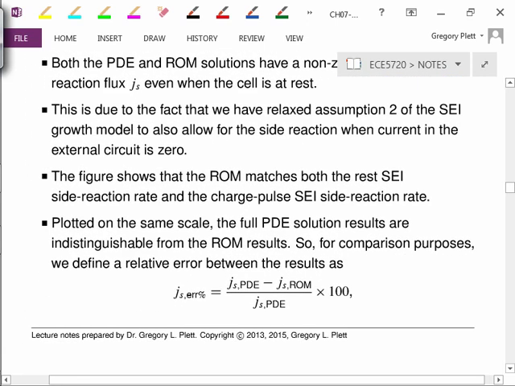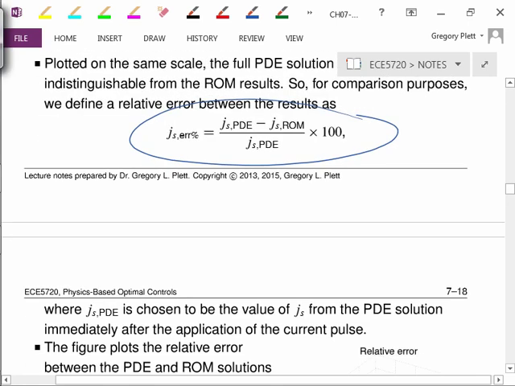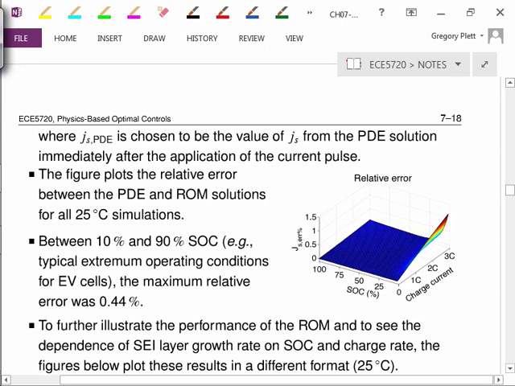If I plot on the same scale the PDE solution and the ROM results as I did on the top of the page, it's impossible to tell them apart. So to compare them, we defined a relative error, which is the PDE result minus the ROM result divided by the PDE result, times 100 to give you an error in percentage. So truth minus estimate over truth times 100, which is the common way of doing it. And plotting the relative error versus state of charge versus charge current, we get this picture here.